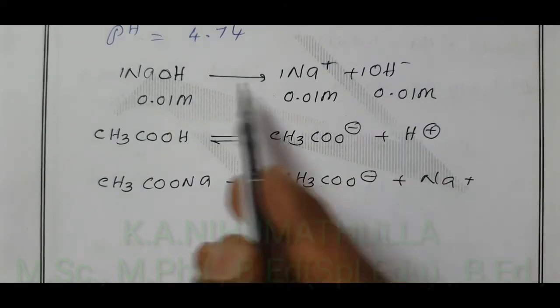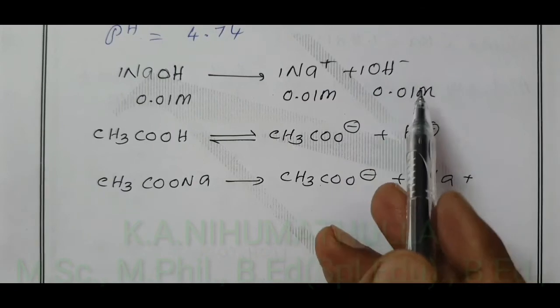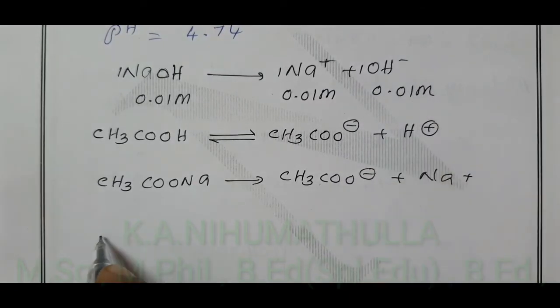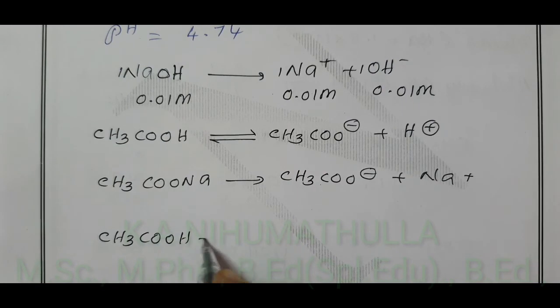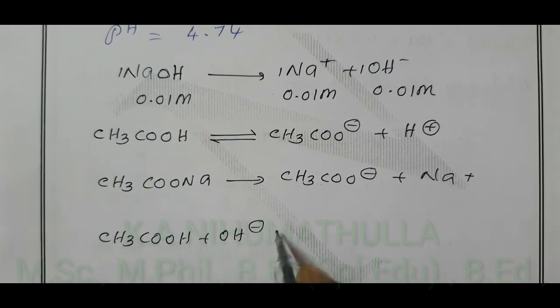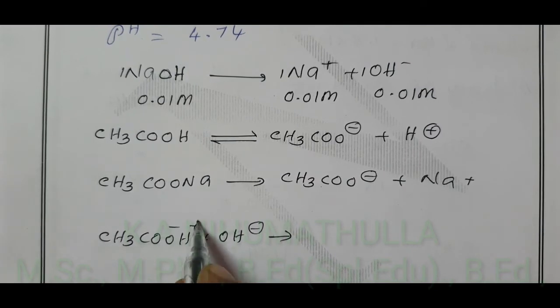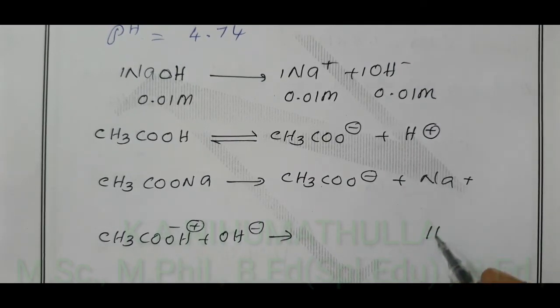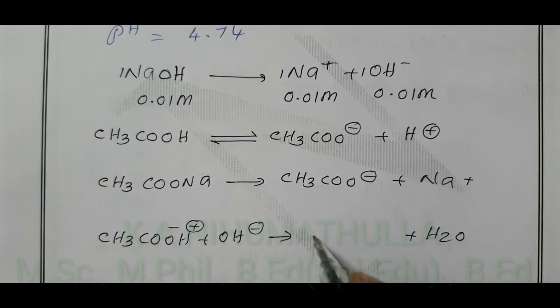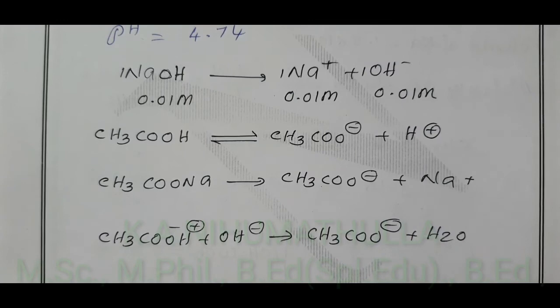Now we are adding sodium hydroxide, which provides OH minus ion. The OH minus ion is basic in nature. Therefore, OH minus ion undergoes reaction with acetic acid. OH minus combines with H plus ion and is removed as a water molecule, giving acetate ion again, CH3COO minus.